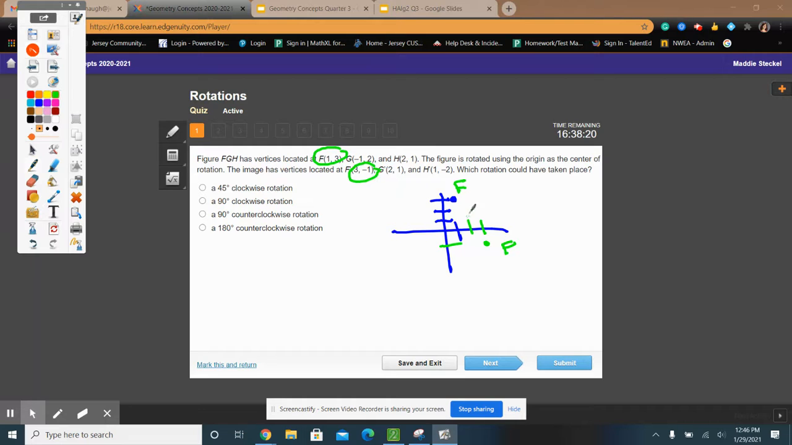Let's see if we can figure out that move. Well, it looks like here to here. I don't have graph paper, but that looks like 90 degrees. And if this is the F prime, it looks like it went to the right, which would be clockwise. So that would be a 90 degrees clockwise rotation.